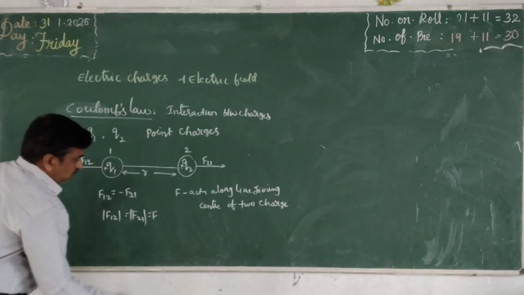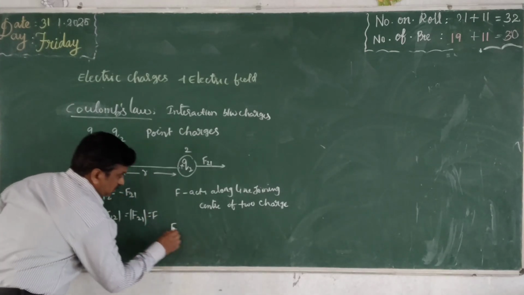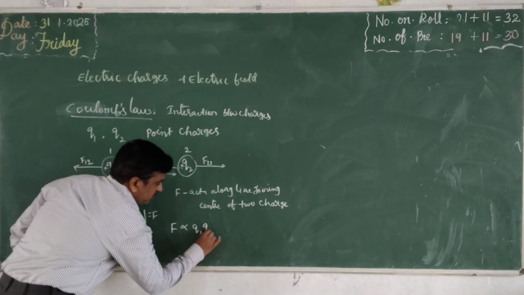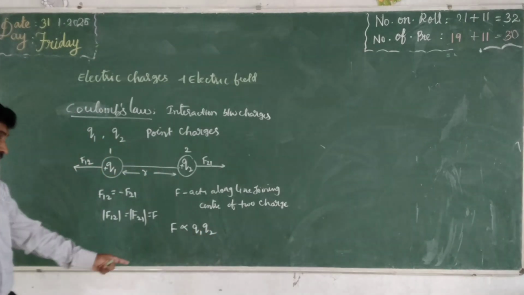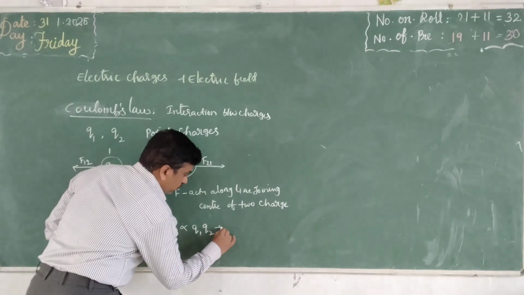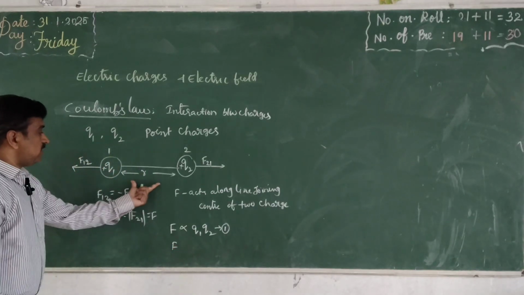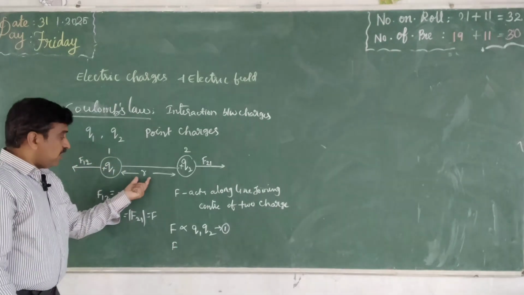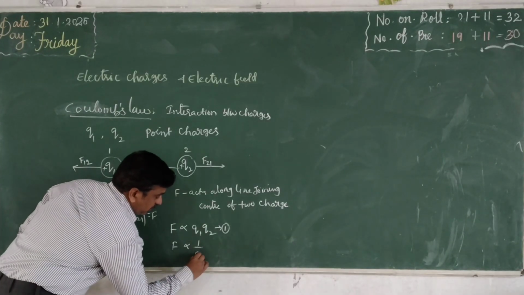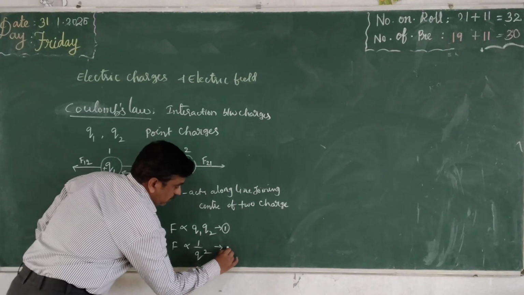See, what is the force here? The force between the charges is directly proportional to the product of their charges Q1 and Q2. We can take this as the first equation. The force between the charges is inversely proportional to the square of the distance between them, so we can write F proportional to 1 by r square. This we can take as equation 2.